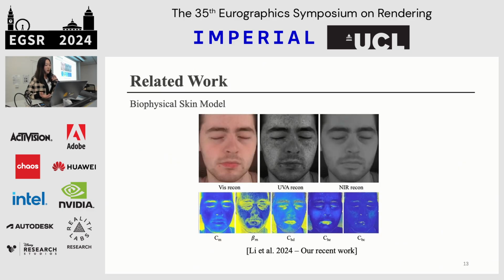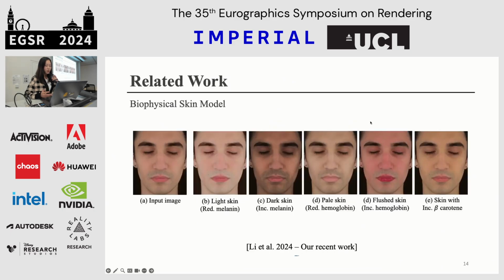Following this strategy, we propose our recent work to extend this skin model to the hyperspectral range from ultraviolet to near-infrared range. We also propose a method to edit skin appearance by editing the concentrations of melanin and hemoglobin, like the images here.